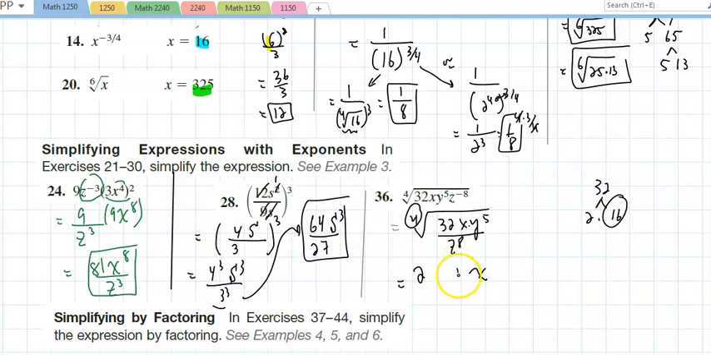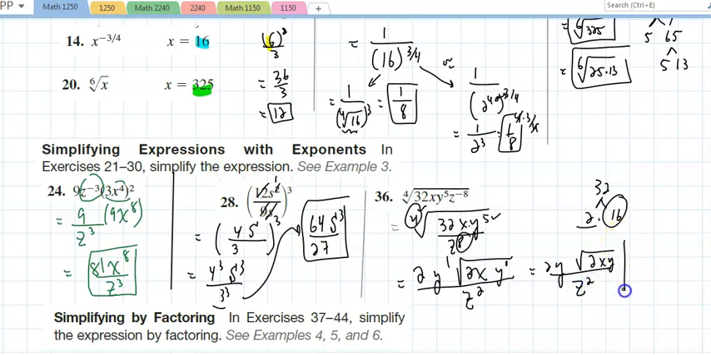X, not much you could do. And you have 1, 2 left. How many 4s are there in 5? 1 and 1 left over. And 4 divides 8 how many times? 2 times. So my answer is 2y, the square root of 2xy divided by z squared.